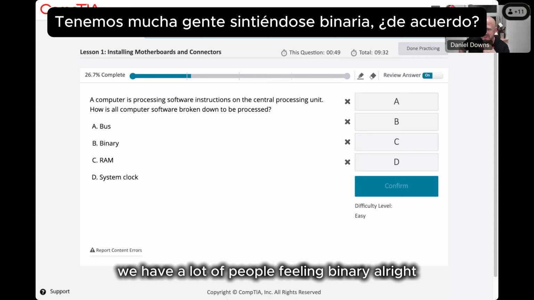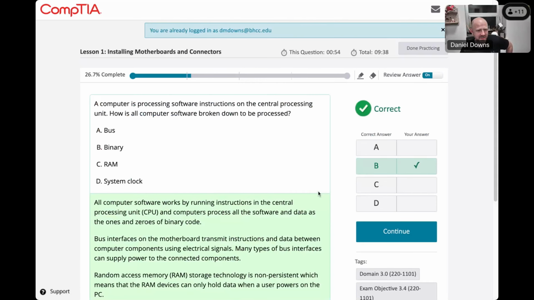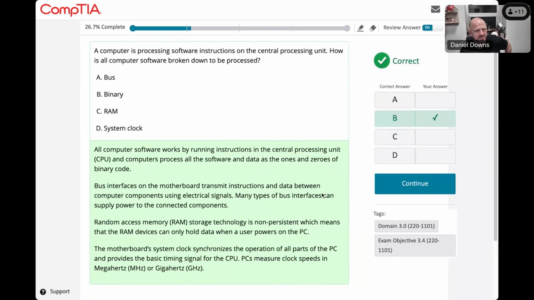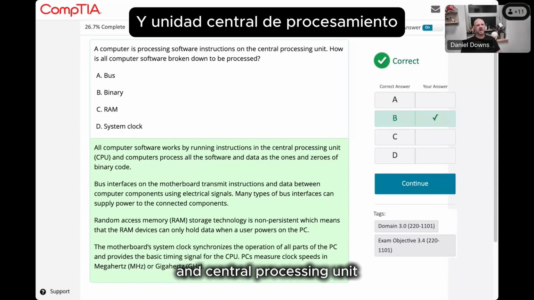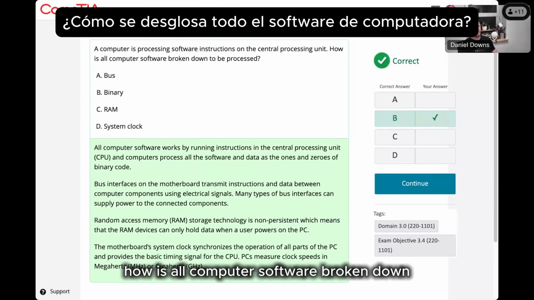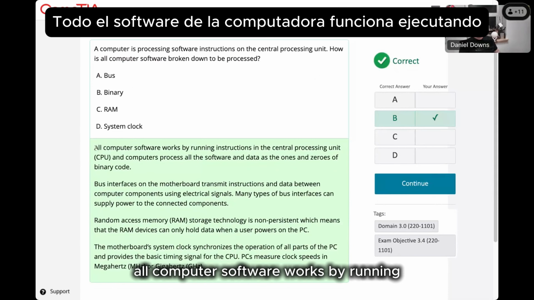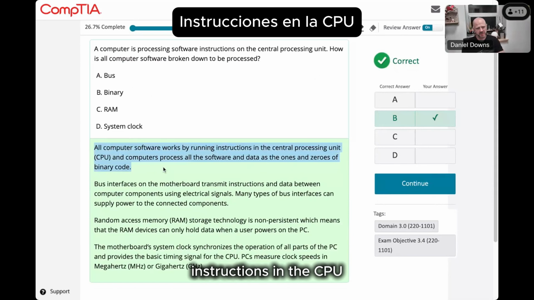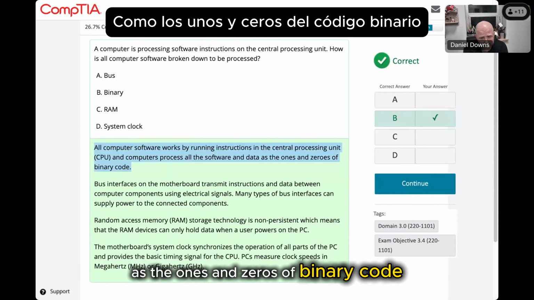We have a lot of people feeling binary. All right, I think we're feeling good about binary. Yay! All right, so binary. The computer is processing software instructions on the central processing unit. How is all computer software broken down to be processed? Since we know the answer is binary, all computer software works by running instructions in the CPU, and computers process all the software and data as the ones and zeros of binary code.